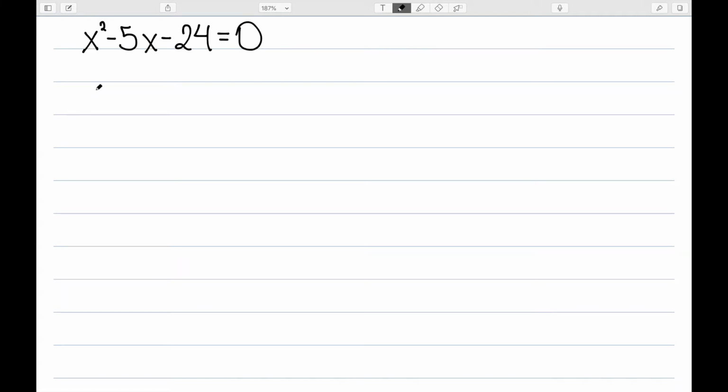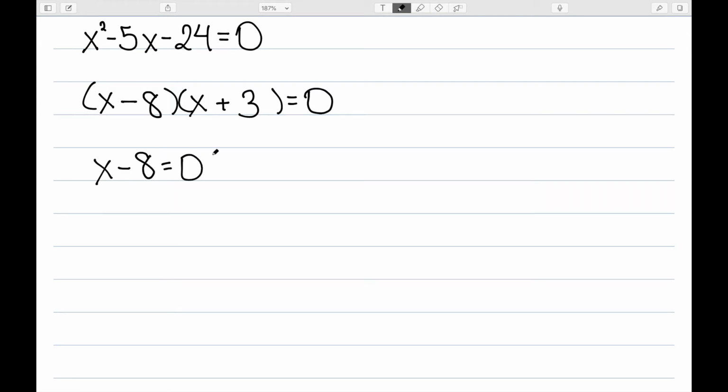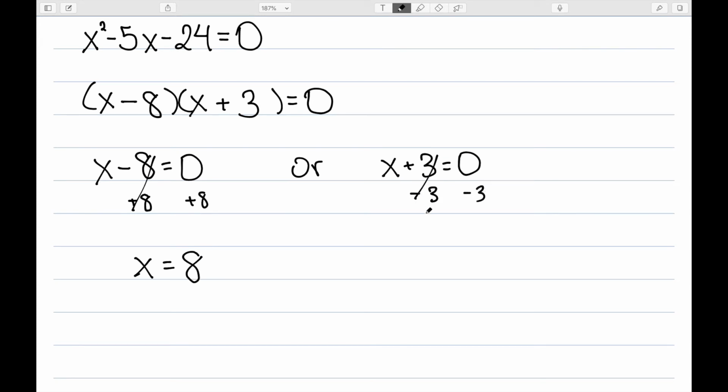x squared minus 5x minus 24 equal to 0. We need to start by factoring. We need to find two numbers that multiply to be negative 24 and add to be negative 5. We can do that with negative 8 and positive 3. So what this tells me is that x minus 8 has to be 0, or x plus 3 has to be equal to 0, since we know they multiply to be equal to 0. We can add 8 to get that x is equal to 8, and we can subtract 3 to get x equal to negative 3 as my two answers.